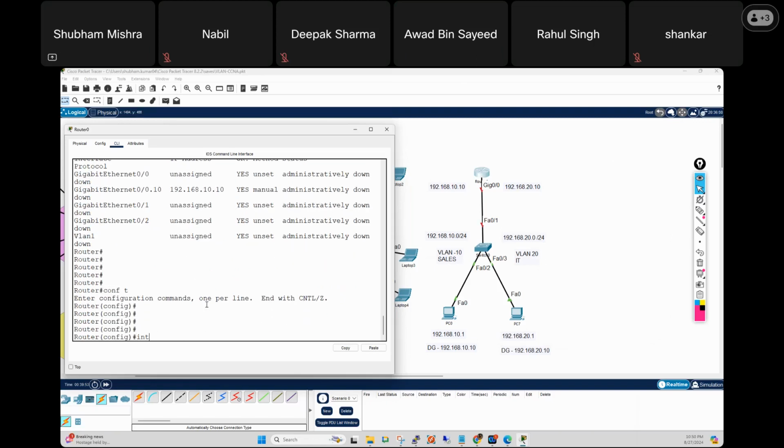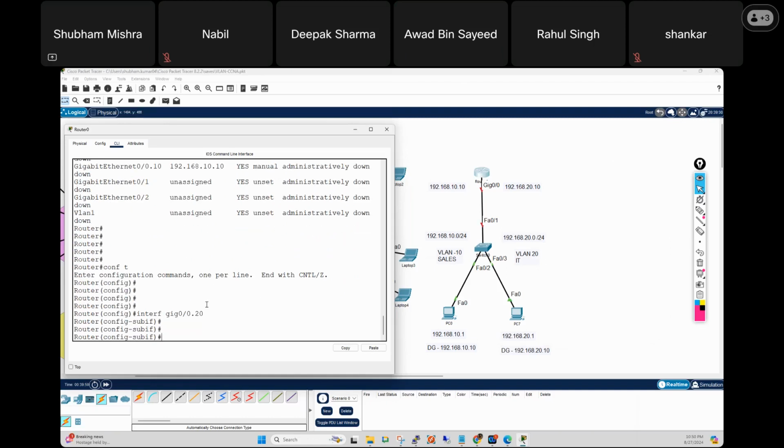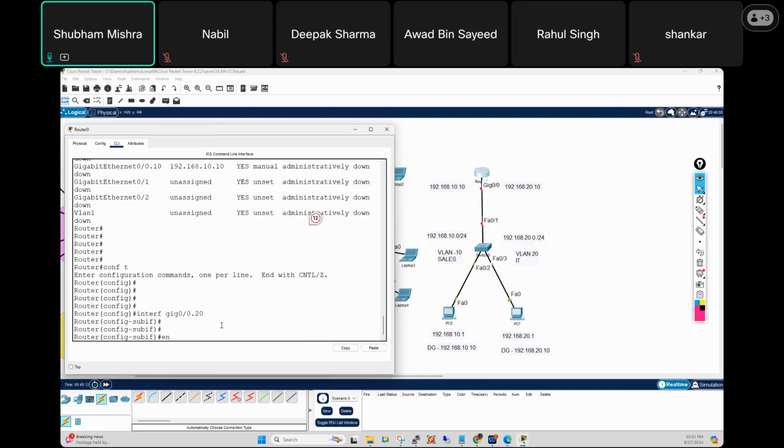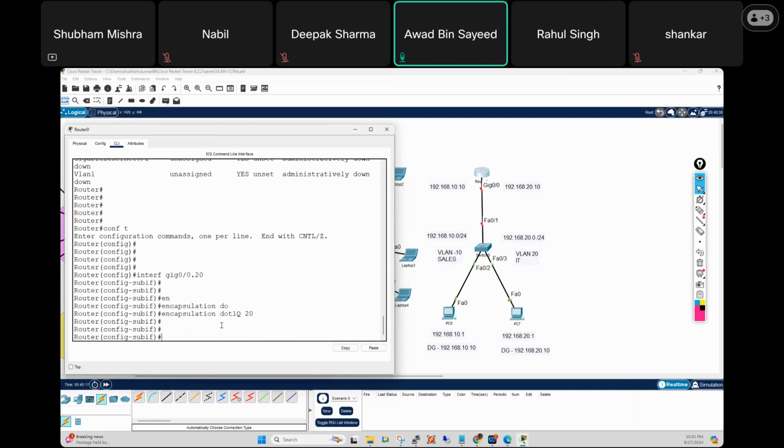Interface gig 0/0.20. What is the command first of all in step number 1? Encapsulation. Encapsulation dot1Q for VLAN number 20. Then the IP address, 192.168.20.10.